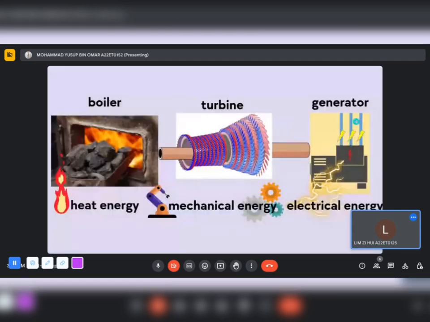Next. This is proof that in the boiler we have heat energy, in the turbine we have mechanical energy, and in the generator we have electrical energy. So it is very clear that the energy inside the power plant is not destroyed. Instead, it is transformed from heat energy to mechanical energy to another form, which is electrical energy.